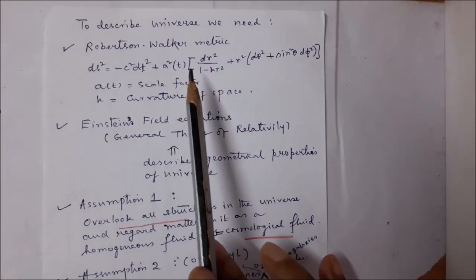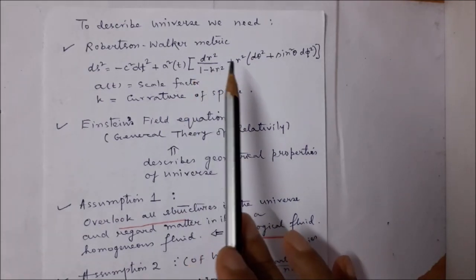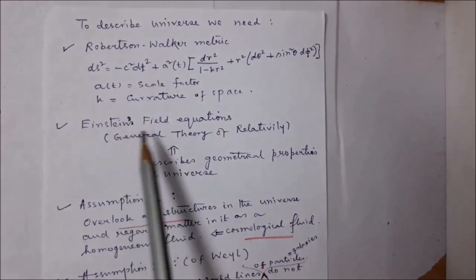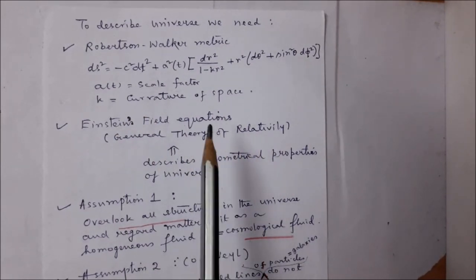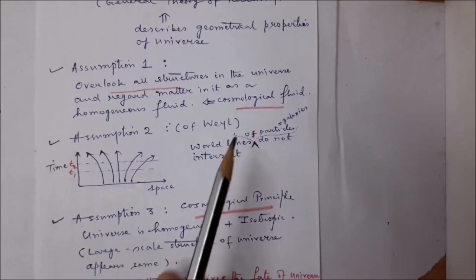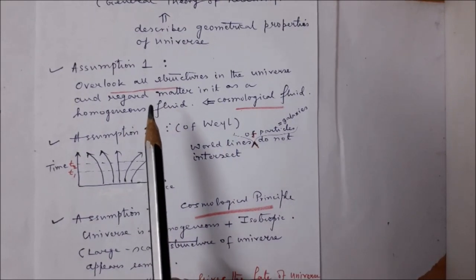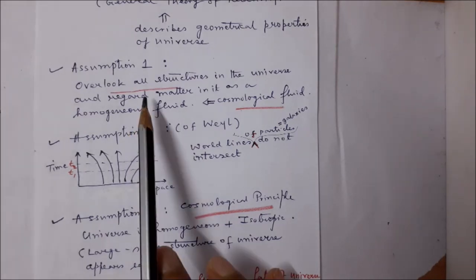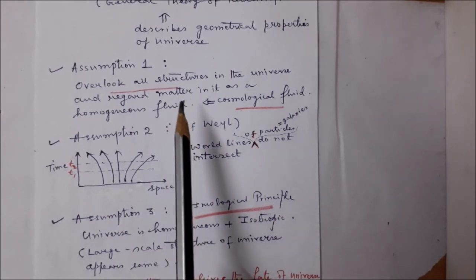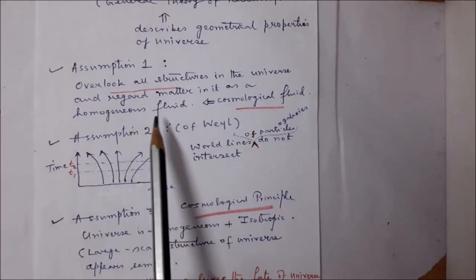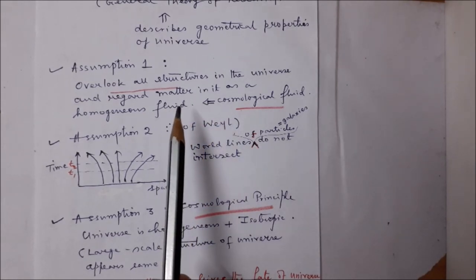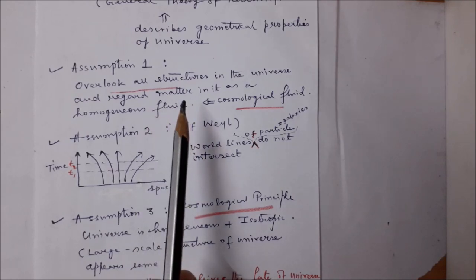Let us now list down, describe and interpret the key results. To describe the universe, we need the Robertson-Walker metric, we need Einstein's field equation, and we are not going into these, just mentioning them. We also need certain assumptions to move on. And let me state the assumptions because they are extremely easy. The first assumption tells us to ignore the internal structures and regard the universe to be containing a homogeneous cosmological fluid. And through this assumption, the bumpy, uneven, irregular structure can be done away with, can be smoothened out.